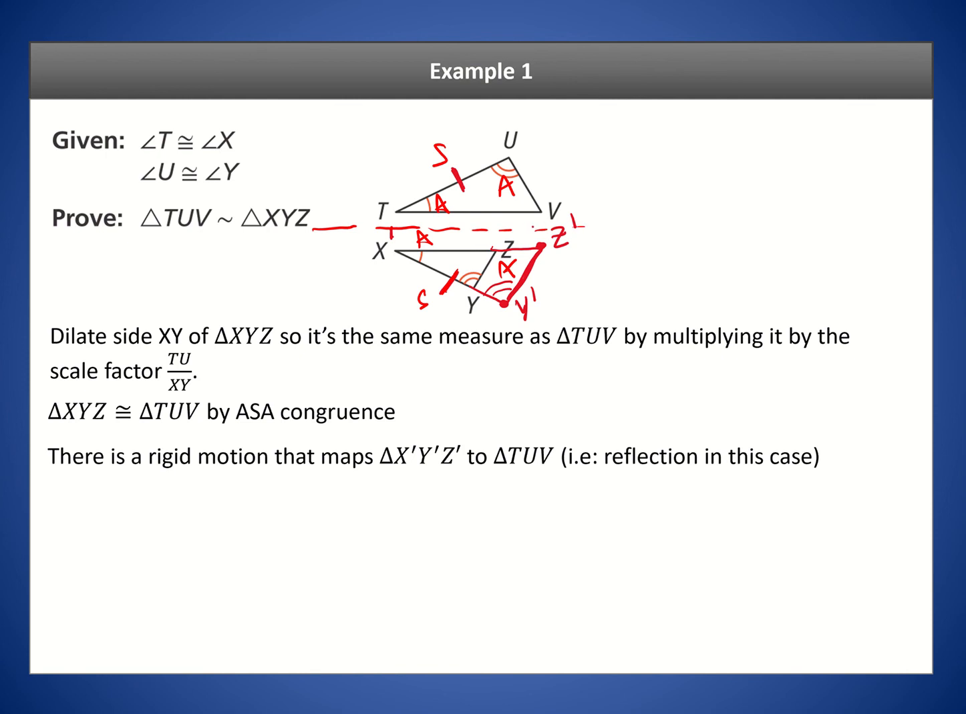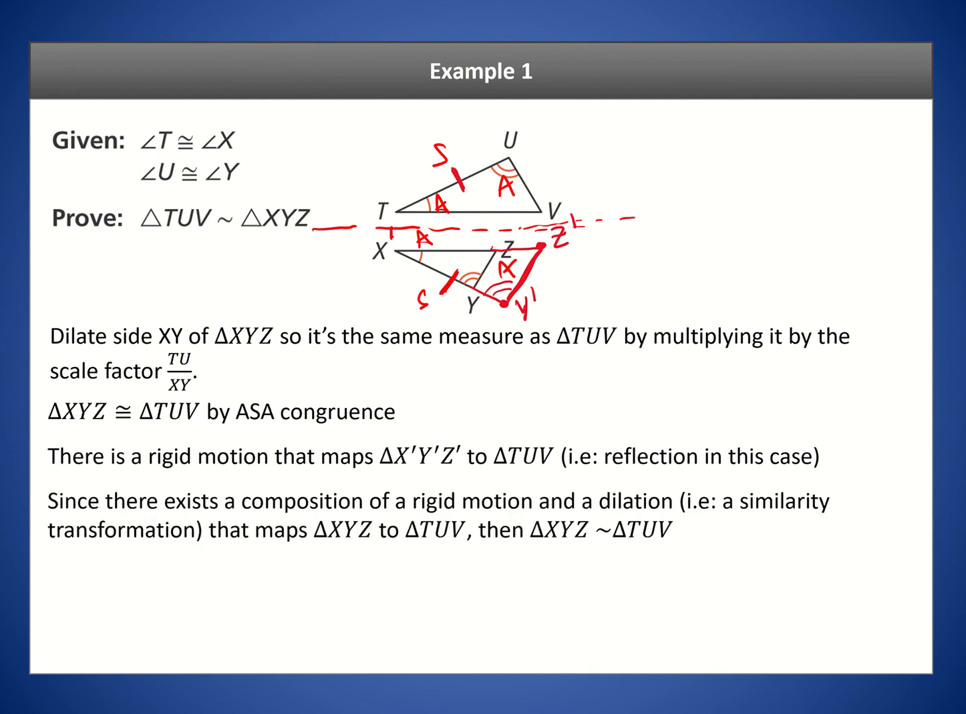If you were to reflect these two triangles about the horizontal line, that would be a rigid motion to get one to the other. And because there exists a rigid motion, there also exists a similarity transformation, because a similarity transformation is a combination of a rigid motion, in this case reflection, and the dilation that we did earlier. Because there exists a similarity transformation, the two triangles are similar. And that's the end of the proof.